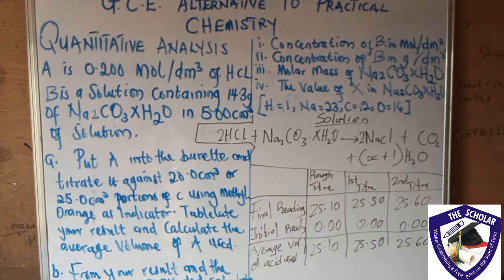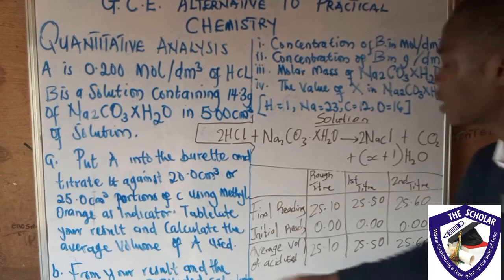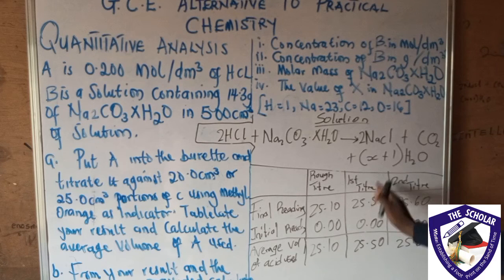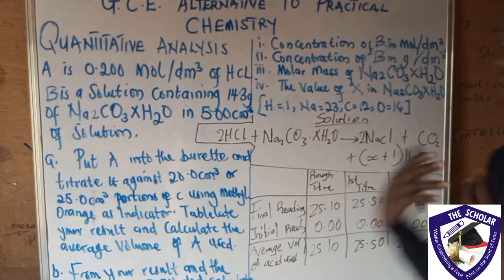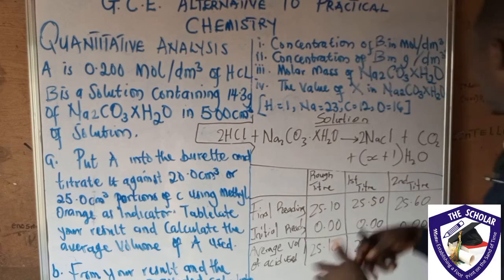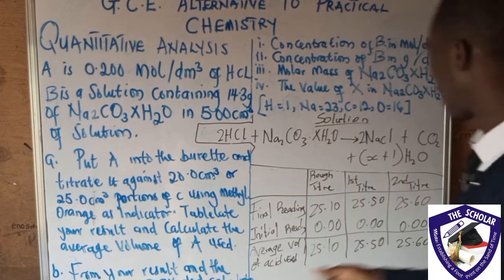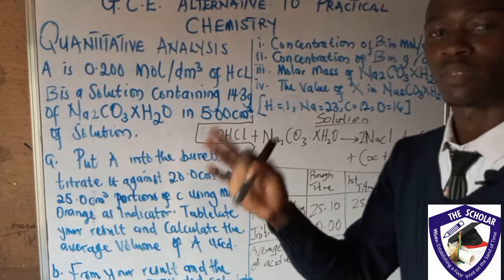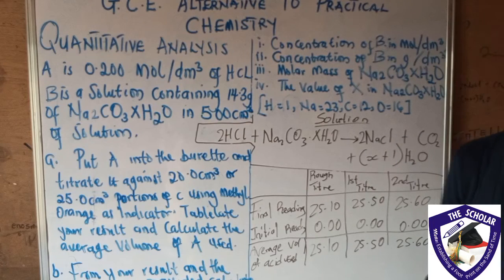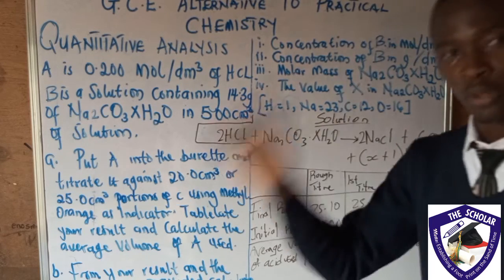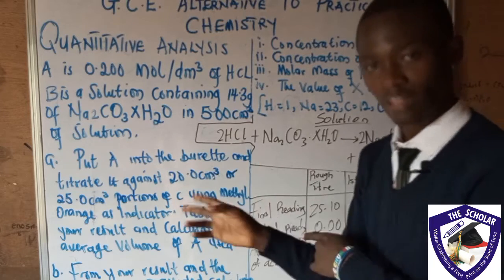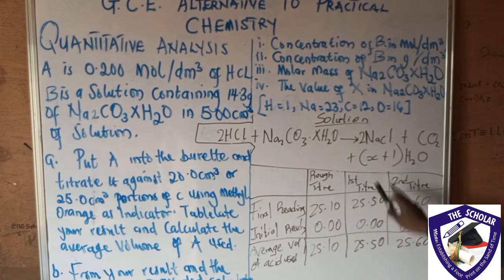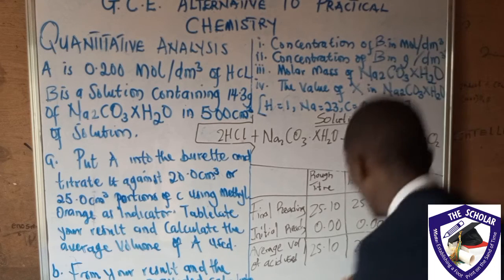Now, to calculate the average volume of acid used, the formula is first titer plus second titer divided by 2. Sometimes we might have a situation whereby we have 3 titers. How do you do that? Your average volume of acid used will be first titer plus second titer plus third titer divided by 3. But here I have 2 titers, so first titer plus second titer divided by 2.